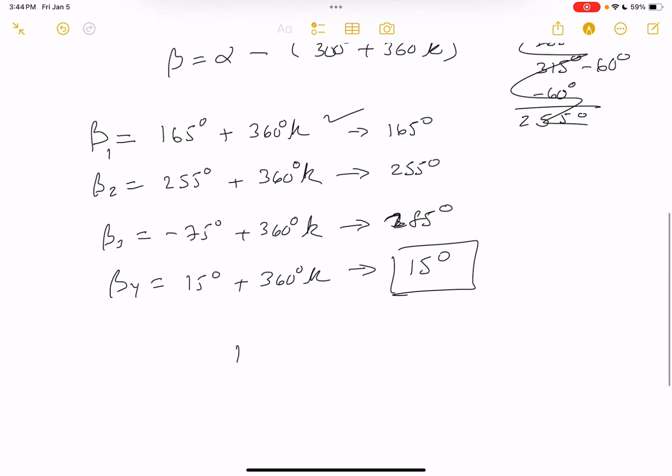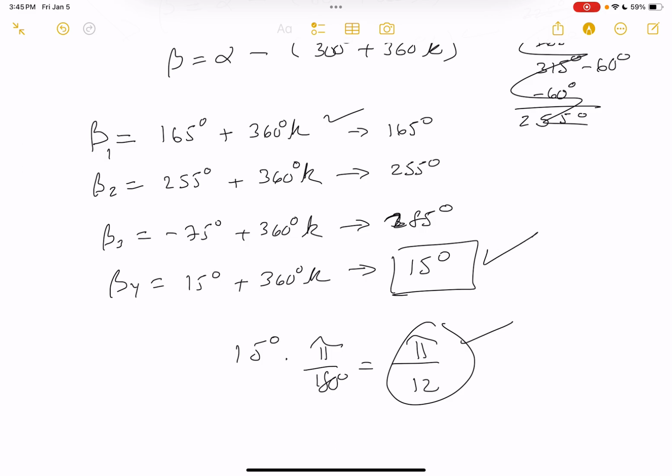If you want to convert that to radian measure, which I can understand, that'd be pi over 180 degrees. 15 degrees goes into 180 12 times. So pi over 12. Whether you put this one down, that's the minimum value.